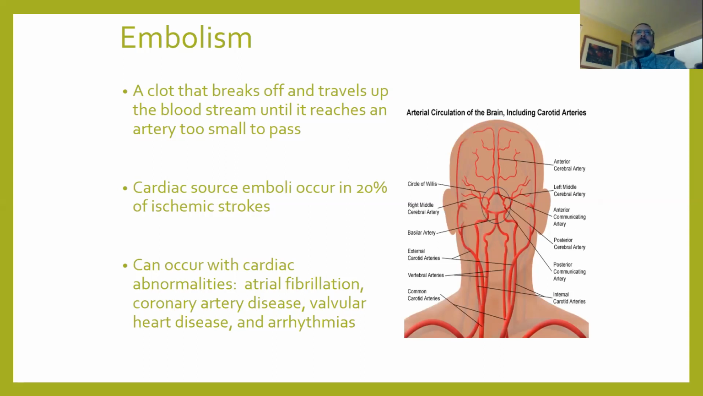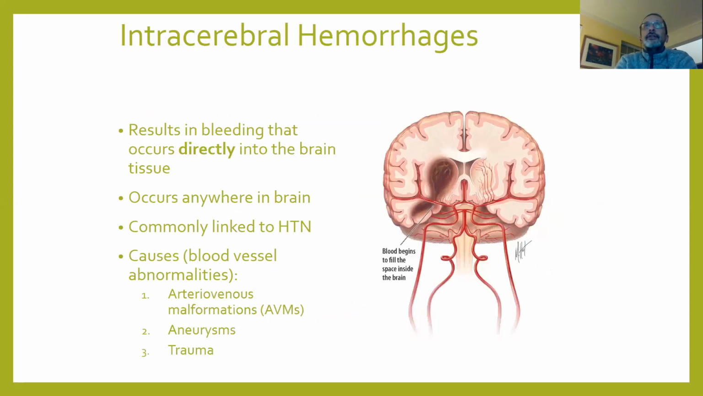Versus an embolism, it's the same photo here, just talking about something slightly different. This is a clot that breaks off and then travels up and reaches an artery too small, and blocks it off, right? And the cardiac source, the emboli here, occur in 20% of ischemic strokes. You can have certain cardiac abnormalities, which is what they look for, and you might see in a medical chart, medical history, atrial fibrillation, coronary artery disease, valvular heart disease, and heart arrhythmias. Now, those are not parts of this specific discussion. I think they intersect some other condition discussions, but just so you have an idea, this gives you more of a global picture of the condition here.